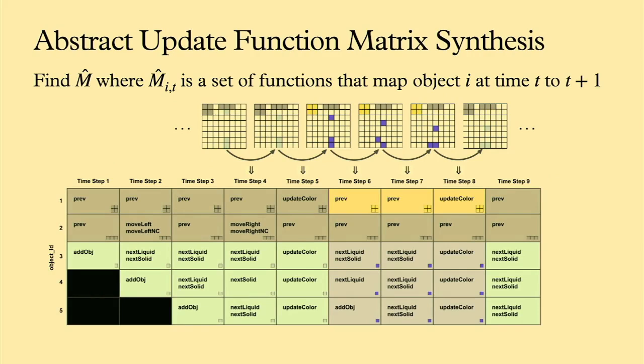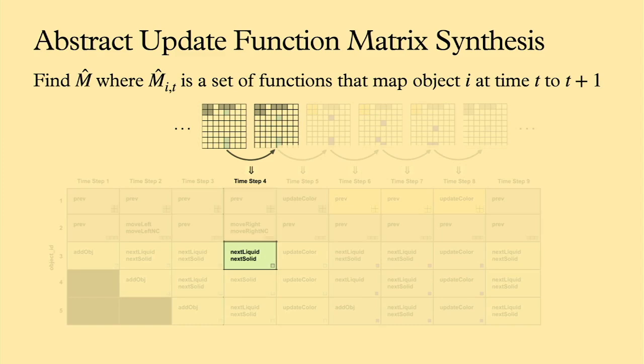Across the top, in terms of the columns, we have time, and in terms of the rows, we have different objects. Every cell in this matrix represents a set of possible transformations that are consistent with the data. In other words, a function will be in one of these cells if it's a valid transformation which would take an object at time t to its new state at time t+1.